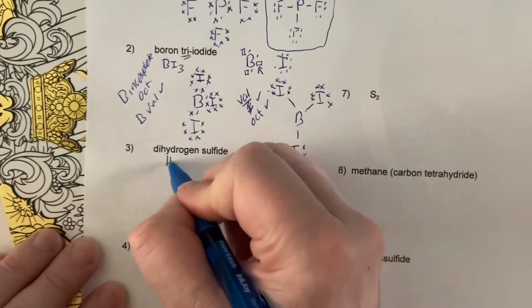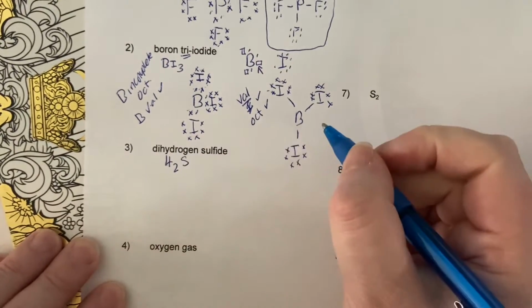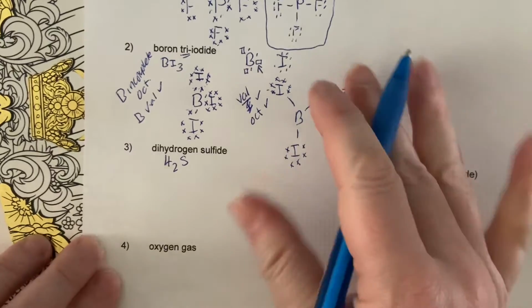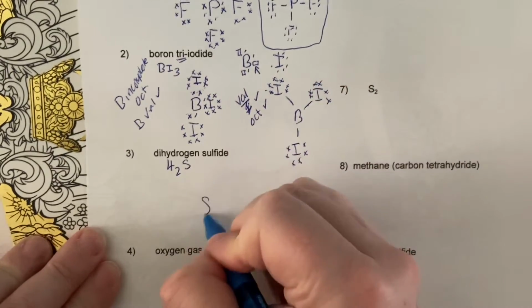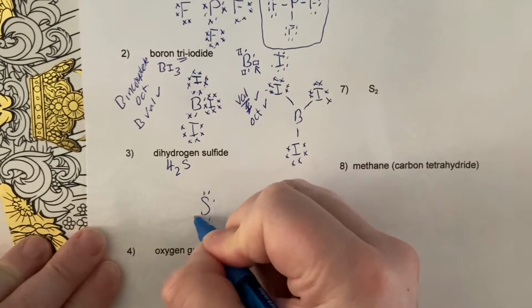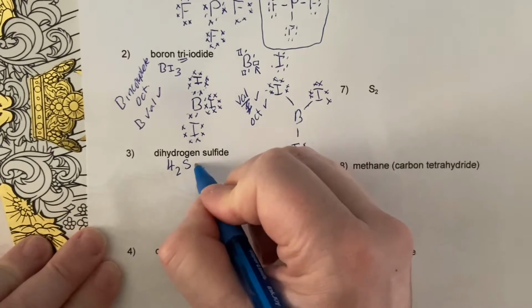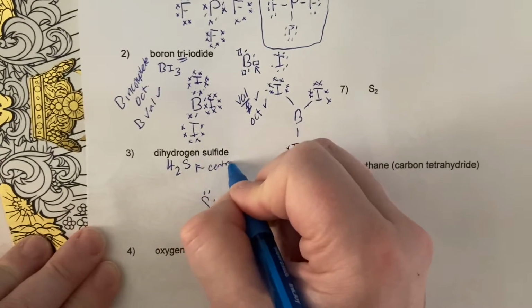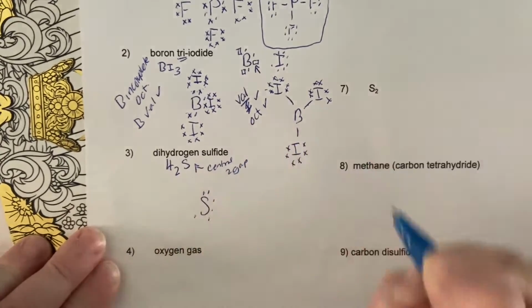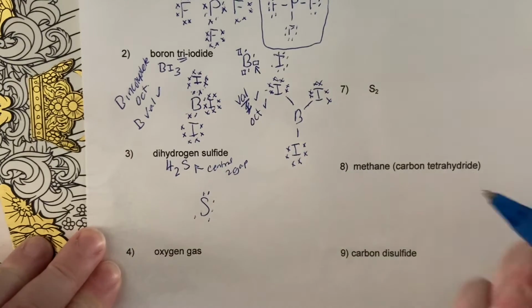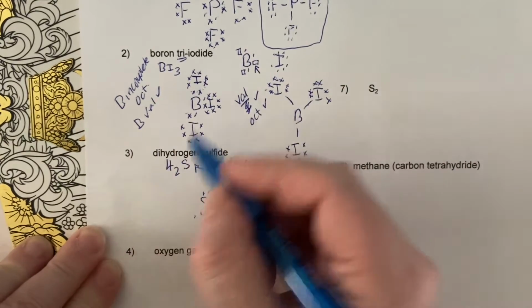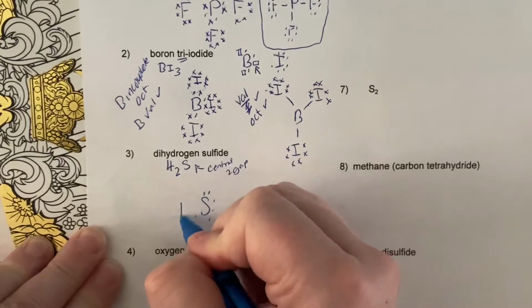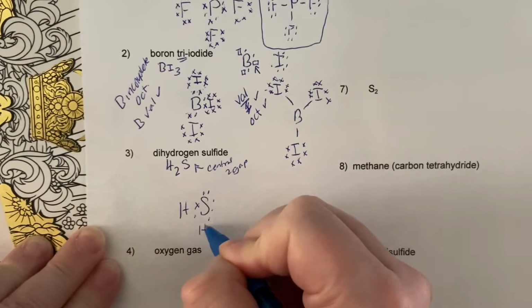Dihydrogen sulfide, H2S. So at this point, I know that sulfur has the most gaps. 1, 2, 3, 4, 5, 6. So I can just say central, 2 gaps, instead of redoing those dots each time. Okay. Hydrogen has only 1 electron, so he's just going to fill in each of the little gaps.